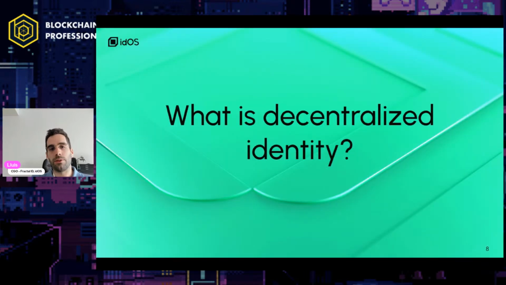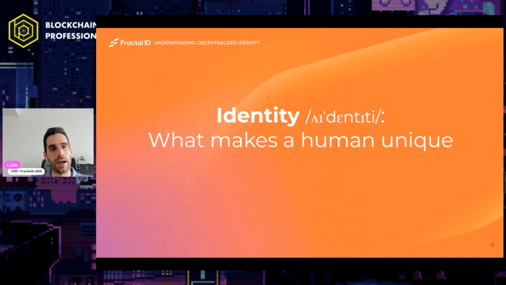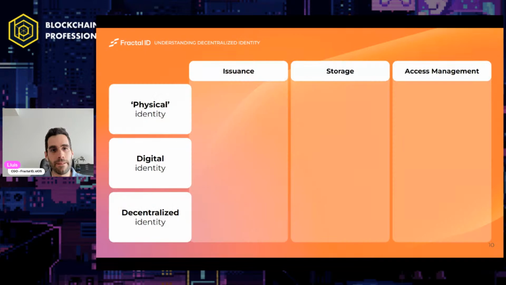So before we get into the details, what is decentralized identity? What is this thing that everyone is talking about and everyone is building? I usually like to define identity in a very specific, very simple sentence, which is what makes a human unique. So what makes us unique, that is our identity. And that is, well, us, it's our biometrics maybe, but it's also all the attributes that we have and that we want to share with people in the external world. So what makes us unique?